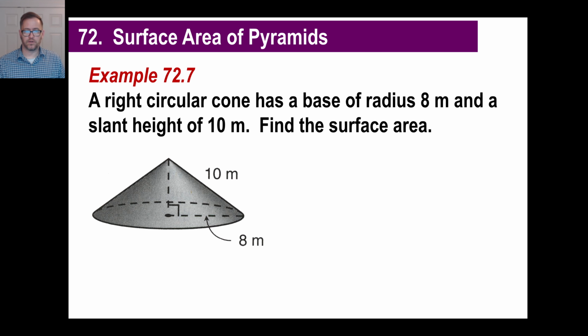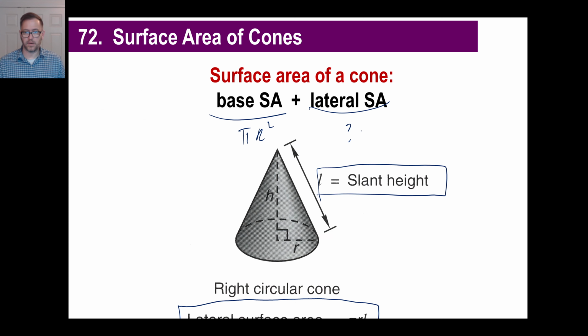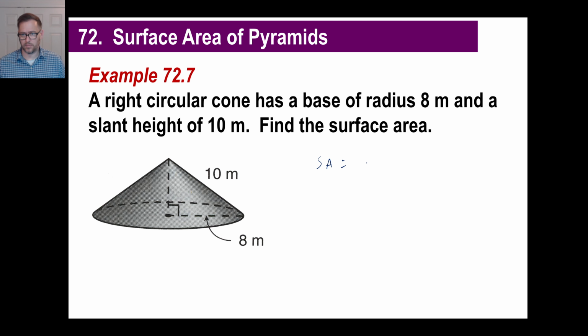A right circular cone has a radius 8 and a slant height of 10. Find the surface area. Okay? Well, again, the surface area of a cone, we can go back, is pi times the radius times the slant height. All right? Well, piece of cake, right? That'll be pi times the radius, which is 8, times the slant height, which is 10. So it'll just be 80 pi. And again, if you want to do the arithmetic in the back, go ahead and do it.